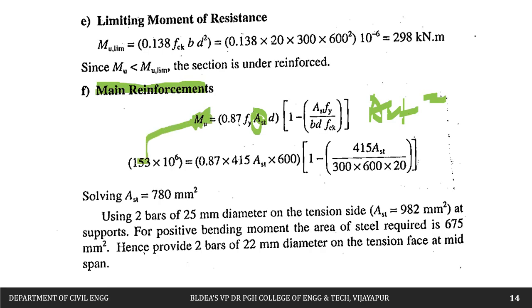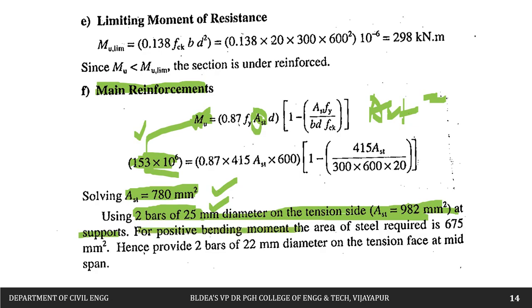Now for 153 kilonewton meter, we can calculate the area of steel. If you calculate, the area of steel will be 780 mm square. So 780 mm square means we can provide 2 bars of 25 mm dia. The area of 1 bar is 490 or 491, so if you multiply it by 2, you get around 982 mm square. You can provide 2 bars of 25 mm dia at supports. This is for the support moment.